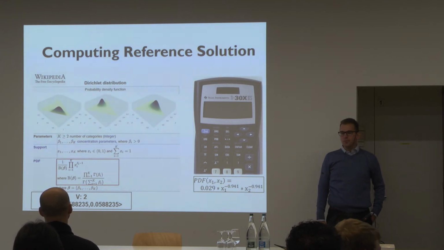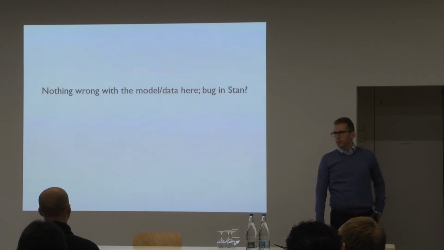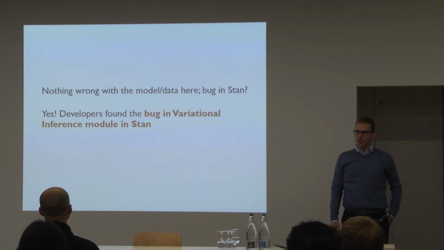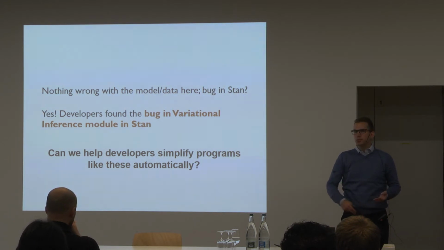All right. So it turns out the problem was not in the program itself. The problem was somewhere in Stan. Some of you may already know where this is going. The question becomes, how can we help developers and simplify programs like these automatically? And this again follows the same tradition in compilers, right? For CSmith we have C-Reduce. For EMI we have HDD and Perses.